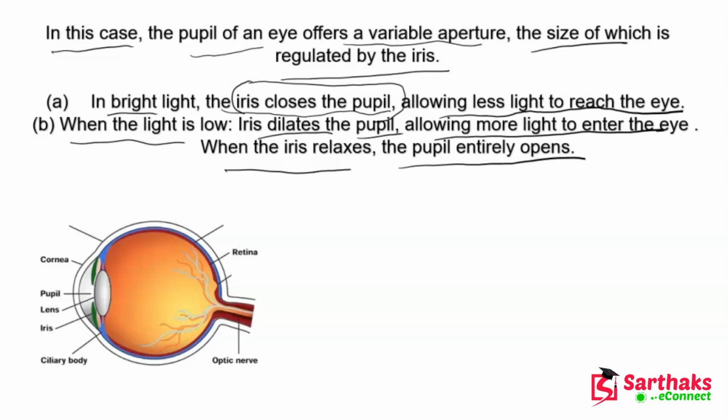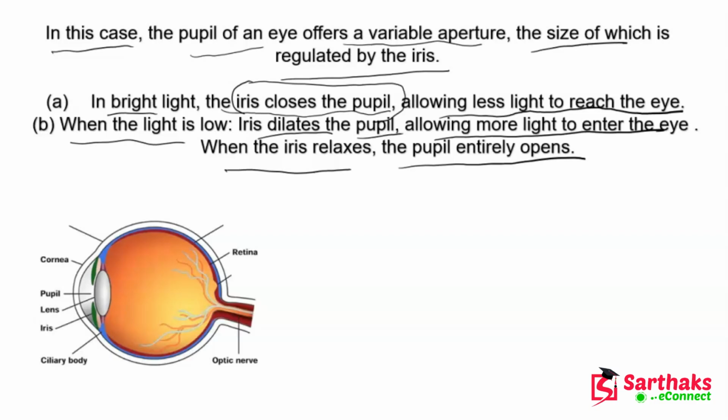Otherwise, we can imagine that if there is no iris, then what happens? A high amount of light will enter our eyes and it can also damage our eyes. So basically the working of the iris is very, very important. And when the light is low, the iris allows more light to enter so that we can see things clearly. I hope guys you understand these things.